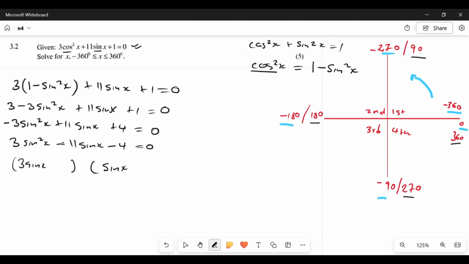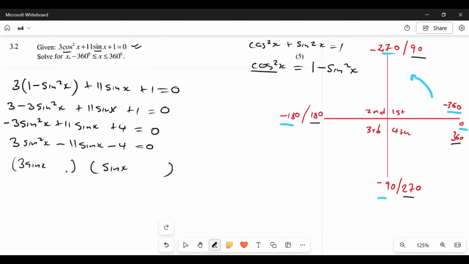So the factors of 3 sine squared x, we have them. Right, then let's close the bracket. We need to find the factors of 4 and insert them in these brackets so that when they subtract, they're going to give you 11, this 11 here in the middle.